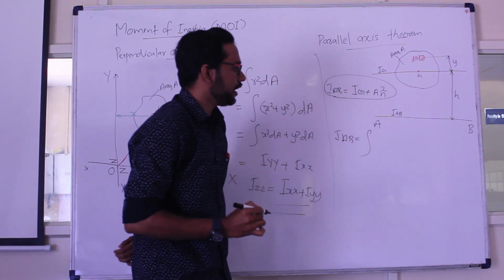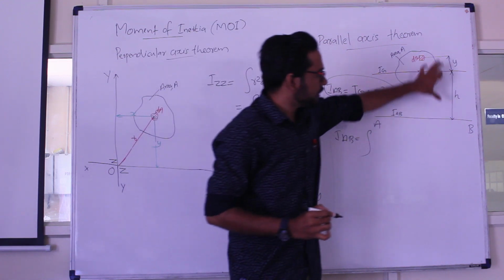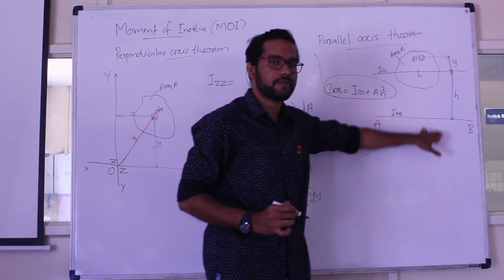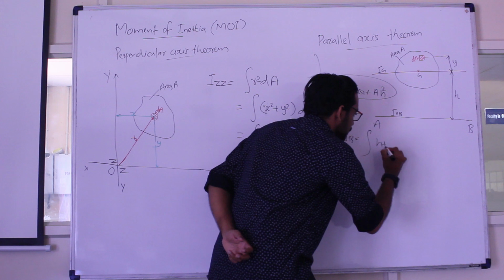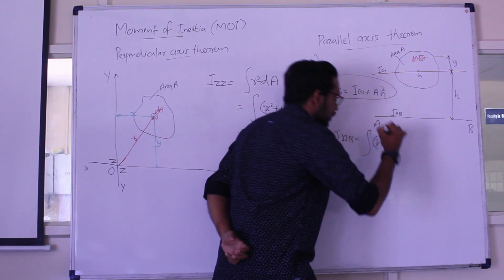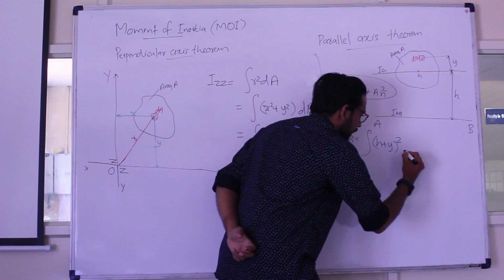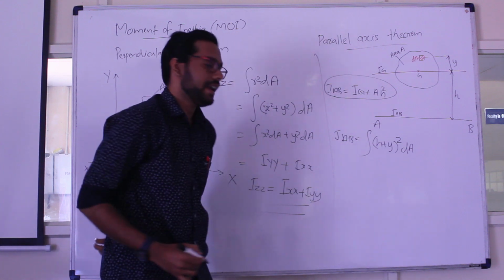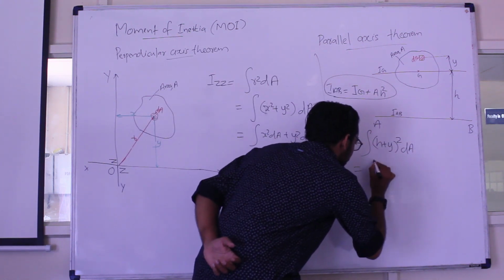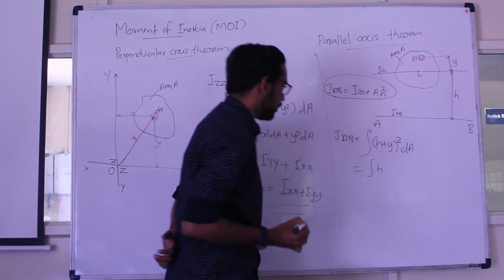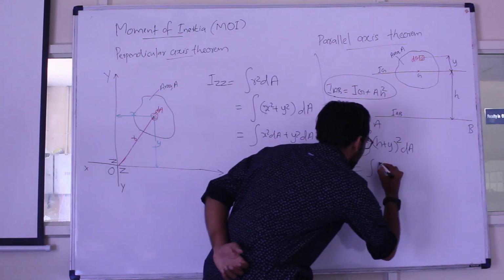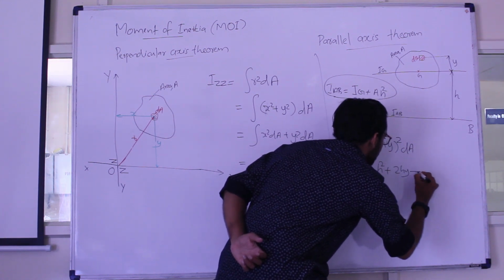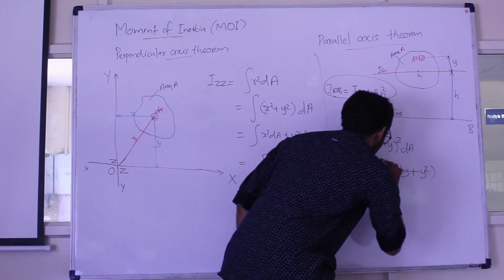According to our definition, IAB is the integral of the square of the total distance between the elemental area and the reference axis, that is, h plus y is our total distance. So IAB equals the integral of r square dA, which is h plus y, the whole square, dA. Expanding, it is in the form of a plus b the whole square, so it is h square plus 2hy plus y square.